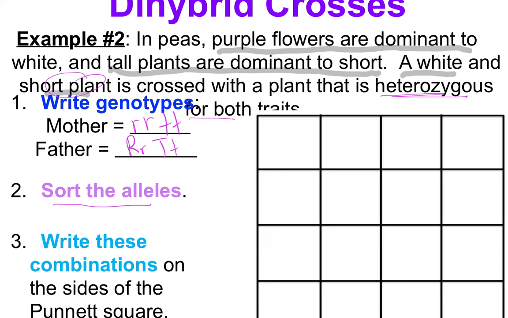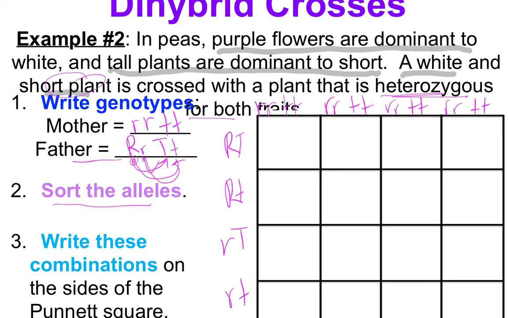So let's sort the alleles. I think this first one's going to be easy, right? Because every way you sort this, you're going to get the same combination because he's homozygous recessive for both traits. And for the other parent, for the father, remember we're going to have the big R going with that big T, and then with that little t, and then the little r is going to go with that big T, and then with that little t. Alrighty, so now we want to write these combinations on the sides and then combine the alleles. So let's fill in the chart.